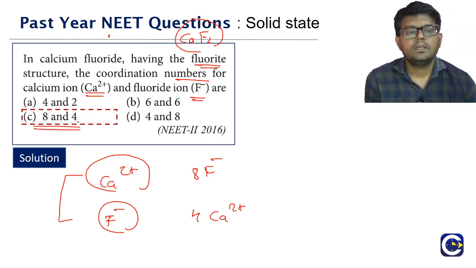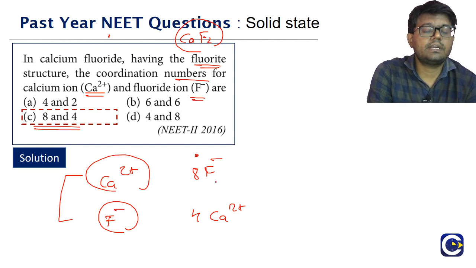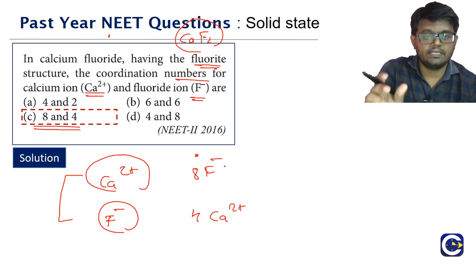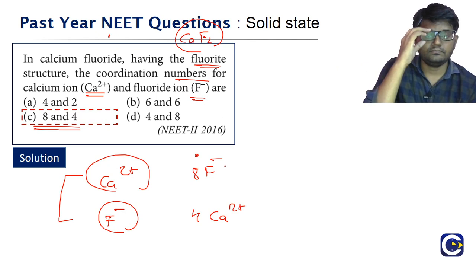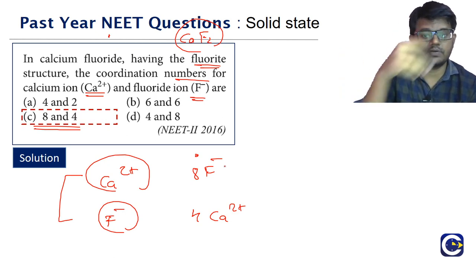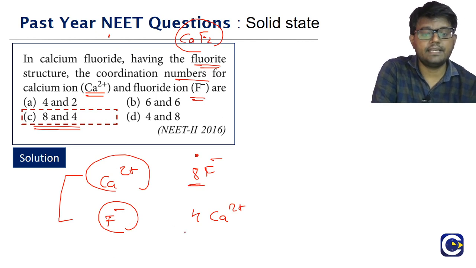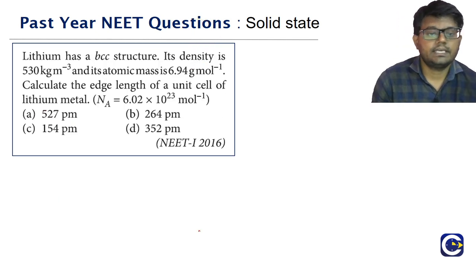Option C. The coordination number of the cations, calcium 2 plus ions, is 8. What is the coordination number? It is the number of oppositely charged ions surrounding a particular cation or anion. For the calcium 2 plus, 8 oppositely charged ions are surrounding. For the F minus, 4 of them are surrounding. Okay, we'll go to the next question, guys.